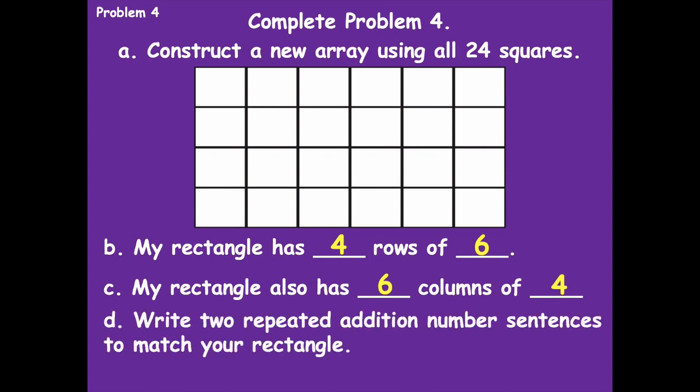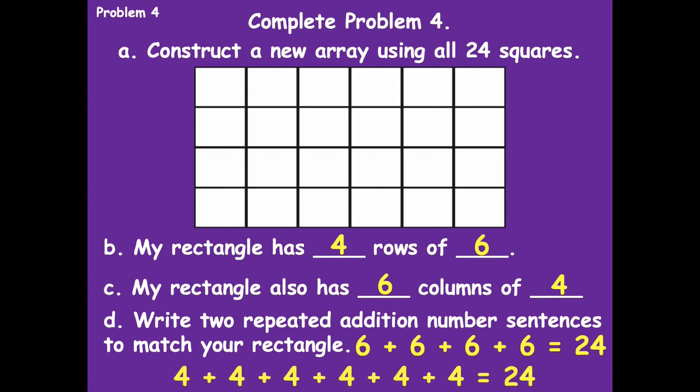All right, so now we're going to write two repeated addition number sentences to match your rectangle. So the first one that I came up with was 6 plus 6 plus 6 plus 6. Okay, and that's going over our rows because there's four rows with six in each row. So that means we would have four addends. The next one I came up with matches my columns. And because there's six columns, I'm going to need six addends. So 4 plus 4 plus 4 plus 4 plus 4 plus 4 equals 24.